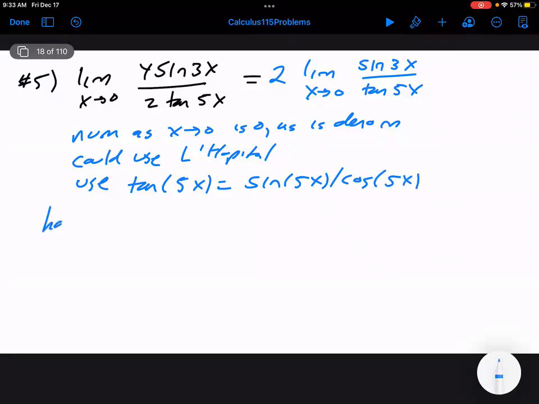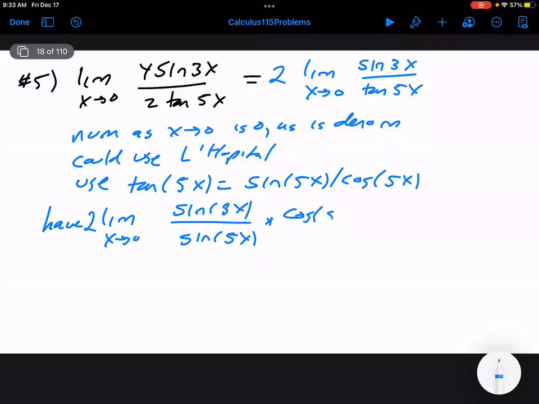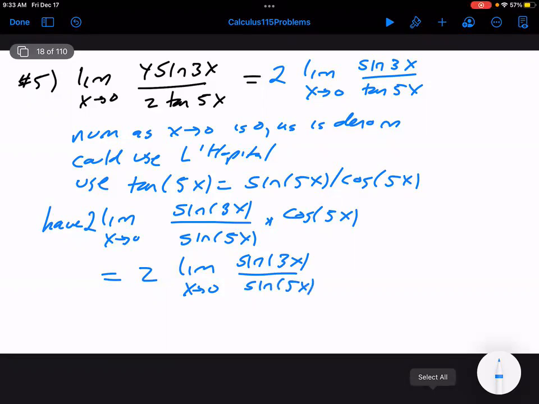And so now we have the limit, or I guess 2 times the limit, as x goes to 0, of the sine of 3x over the sine of 5x times the cosine of 5x. Well, as x goes to 0, the cosine of 5x goes to 1. So this is just going to be 2 times the limit as x goes to 0 of the sine of 3x over the sine of 5x. And we've done this before.